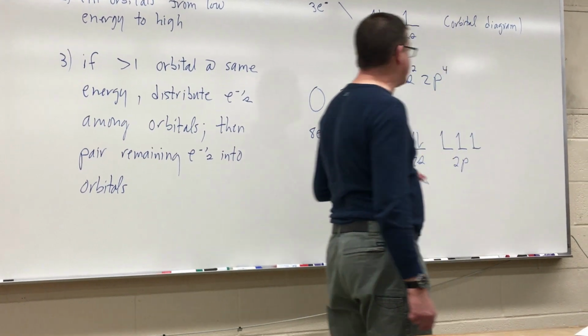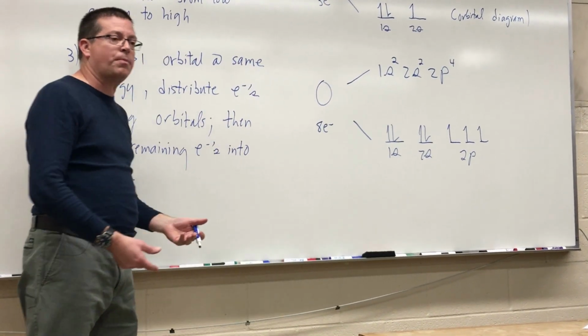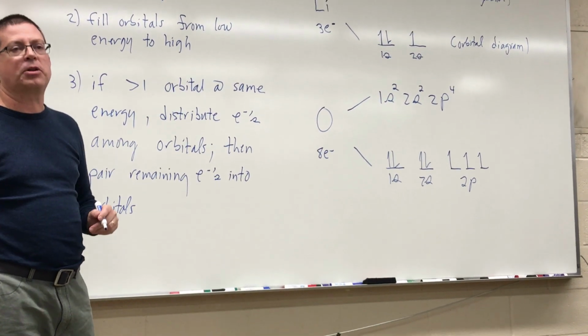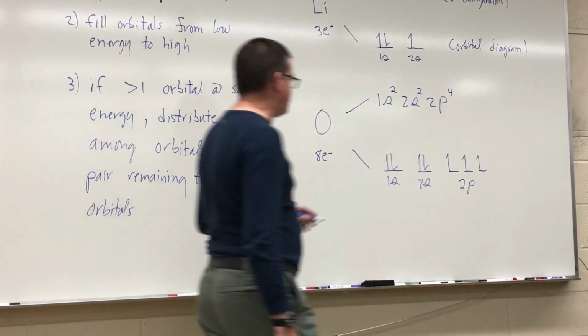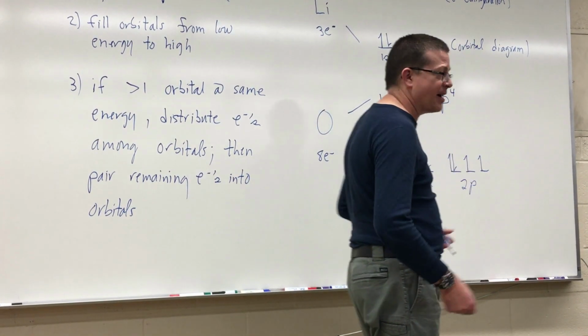Alright, now I still need to get 1 more electron in here. So I've distributed first, now I'm going to start to pair. So I'm going to come back and put that last electron paired up, spin down, in that first p orbital, which is presumably a px.